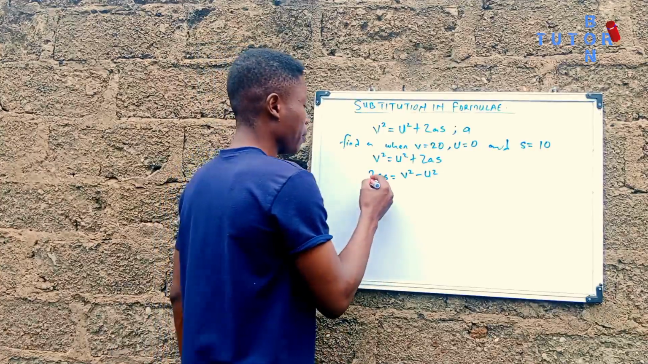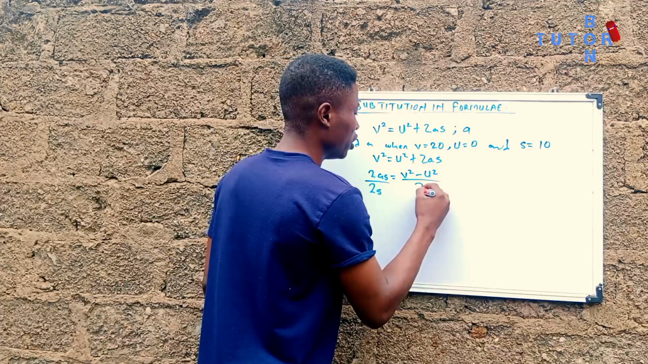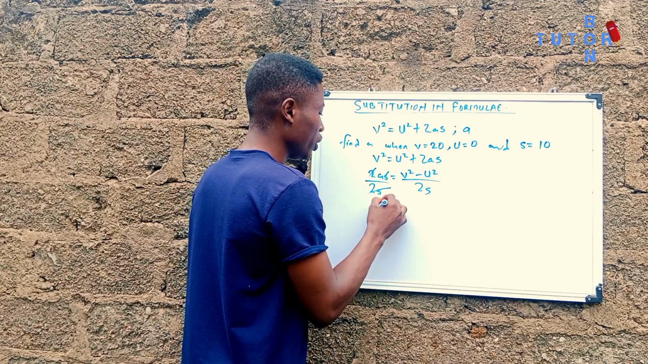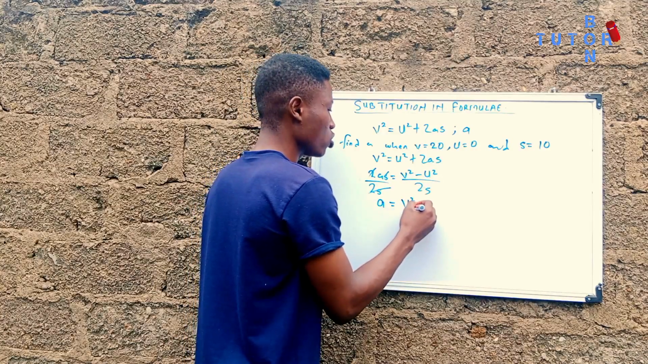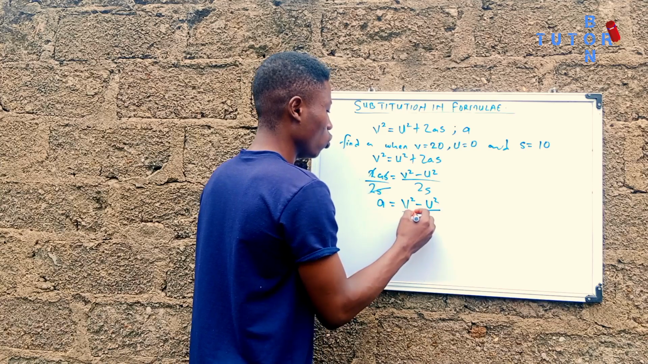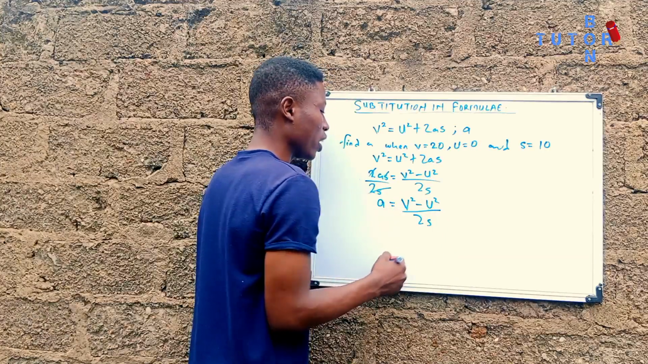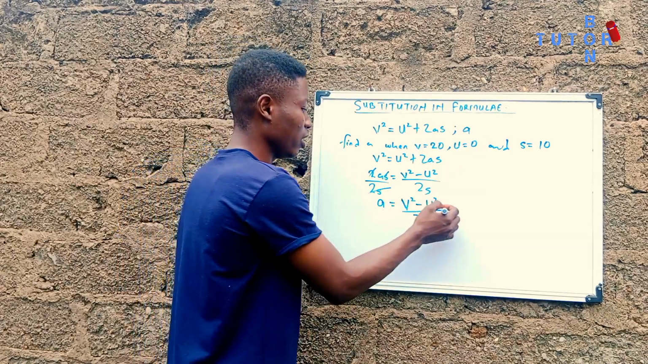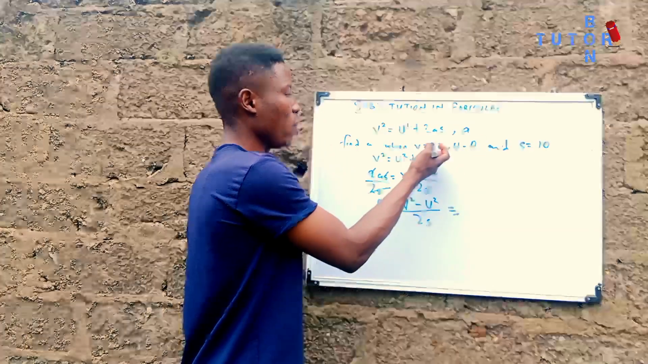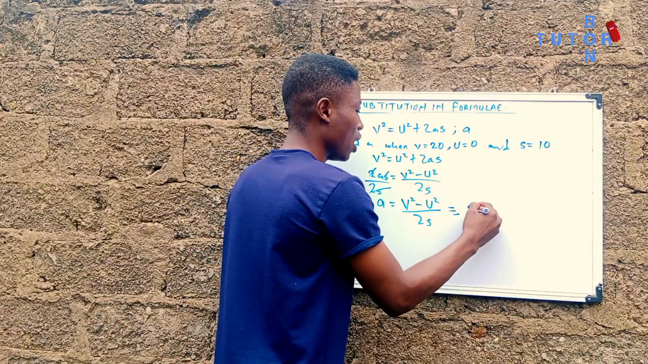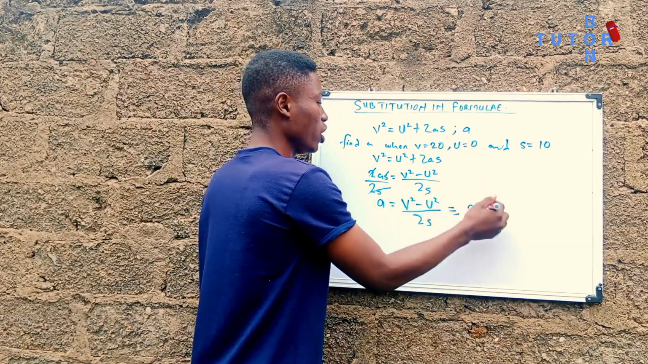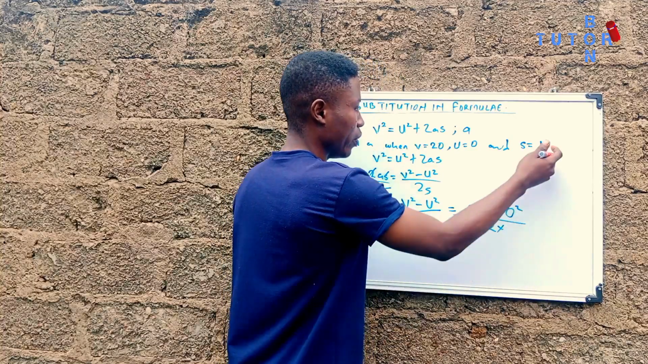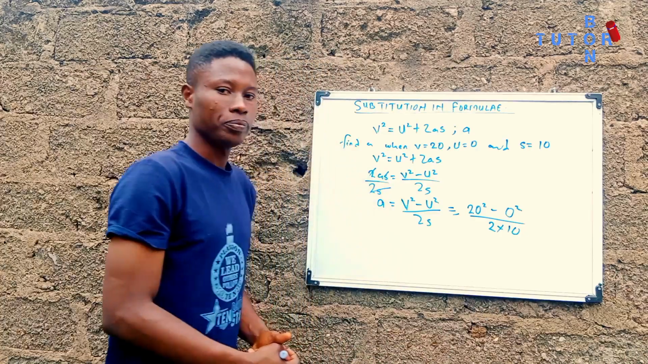Yes, divide both sides by what? 2s. Dividing both sides by 2s eliminates 2s from this side, leaving you with a, and you have v square minus u square over 2s. You can simply write this formula by substituting all these values, whereby your v is 20, you have 20 square, your u is 0 square, and you have 2 multiplied by your s, which is 10.